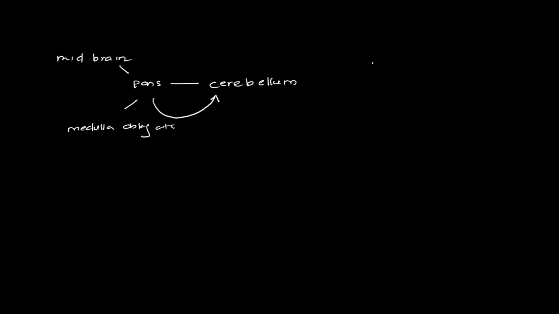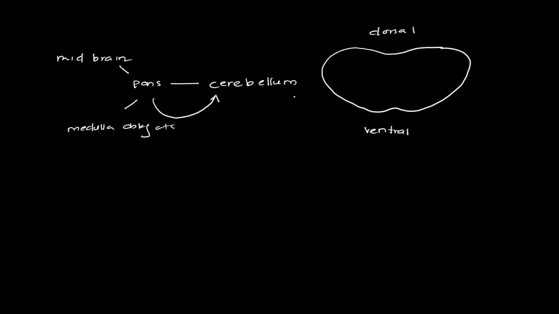First of all, the pons can be divided into two regions. Now if I draw the pons like this, this being the ventral aspect, and then there's the dorsal aspect. So the pons can be divided into two portions. The ventral part of the body of the pons is known as the basilar body, whereas the posterior part is known as the tegmentum.